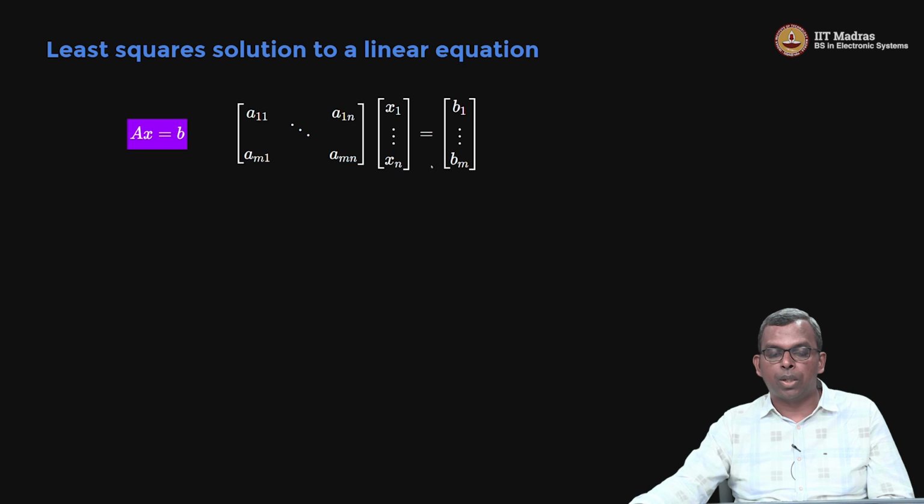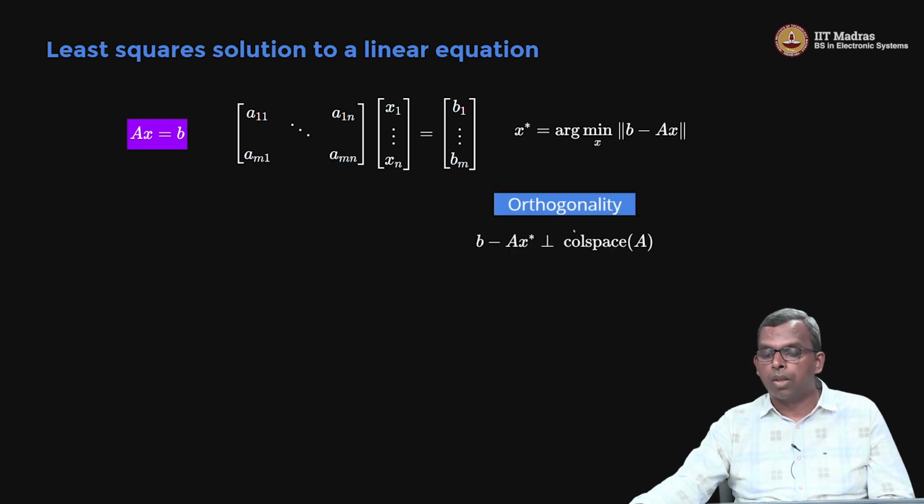So here is my linear equation, and here is what I'm interested in. I have to find, over all x, that x which minimizes ‖B − Ax‖. And this Ax is a representative from the column space of A, so it's exactly like a subspace problem. Now what does my orthogonality tell me? The optimum x star will satisfy this property: B − Ax star, where Ax star is my W star, is perpendicular to the entire column space of A. Every vector in the column space of A is perpendicular to B − Ax star.